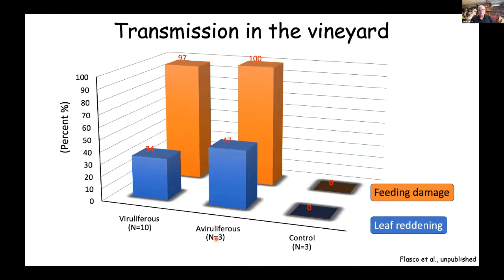Here you see just a quick graph representation of the feeding damage. There was no difference in what we observed if the shoots were exposed to insects carrying the virus or not. In terms of leaf reddening, again, there was no statistically significant difference in the number of red leaves, whether the shoots were exposed to insects carrying the virus or not carrying the virus.